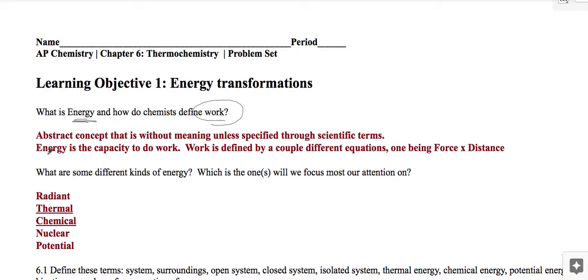And so in science we say energy is the capacity to do work, and so then we have to define what work is. One way we can define work is force times distance. Another way we can define work, we'll see later on, is pressure times the change in volume, and this is going to be of gases, and this is applicable in chemistry because we have reactions that produce and consume gases, which give us a change in volume.